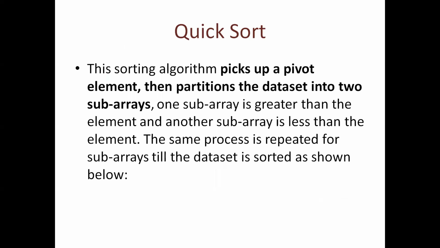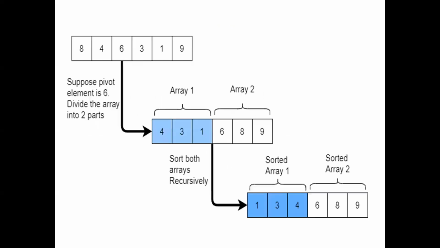Next, quick sort. This sorting algorithm picks up a pivot element, then partitions the dataset into two sub-arrays. One sub-array is greater than the element and another sub-array is less than the element. The same process is repeated for the sub-arrays till the dataset is sorted, as shown below. This quicksort algorithm depends on a single element and divides the whole set into two partitions, two sub-arrays. One is greater than the element and one is lesser than the element.